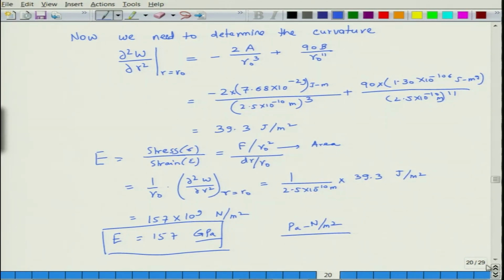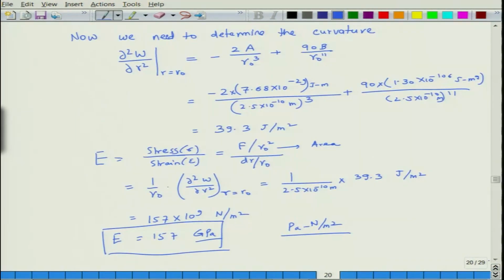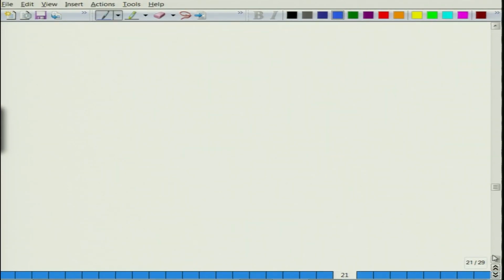I hope it is clear how you estimate the modulus from the potential energy calculations by using simple analysis. Of course, this is grossly simplified, but nevertheless it gives you the gist of what the relation between modulus and potential energy is.